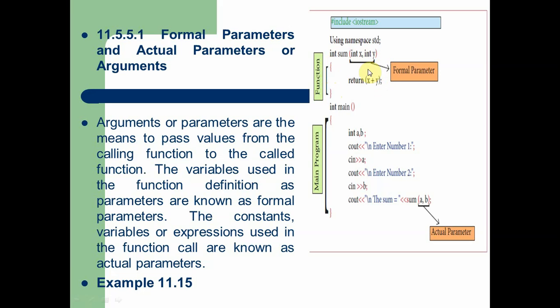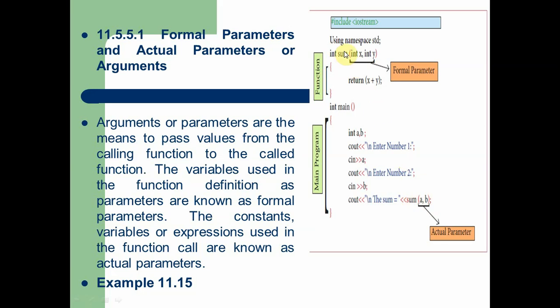So how can this function be called in the main function? Go to the main function. Here there are two variables, a and b. We accept a value from the user and store it in a, accept b value, and here we use the sum function. This is the prototype of the function: sum a comma b. Here a comma b are the variables which store the actual input of the user. That's why this input a comma b is called the actual parameter.